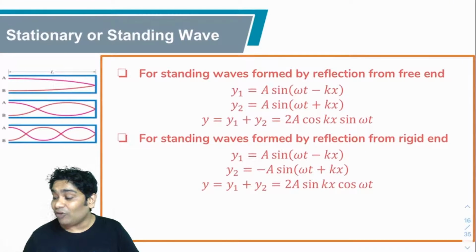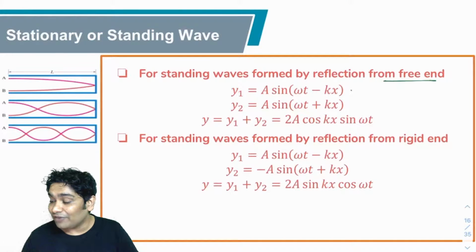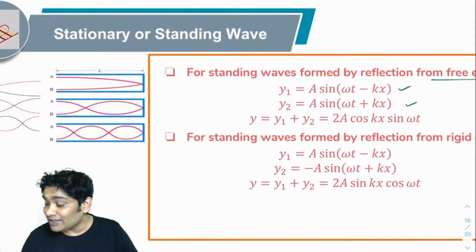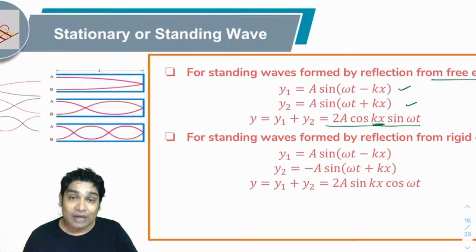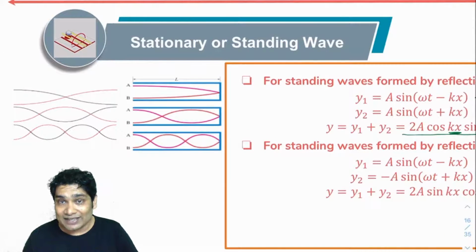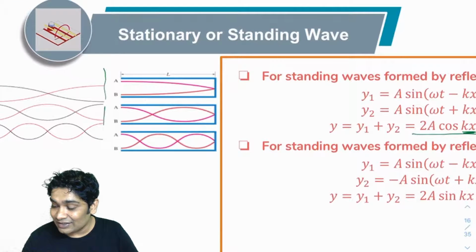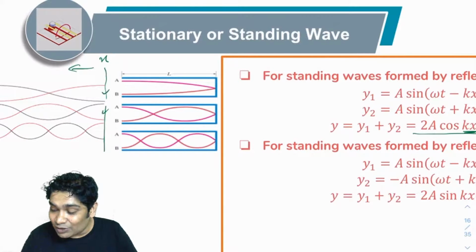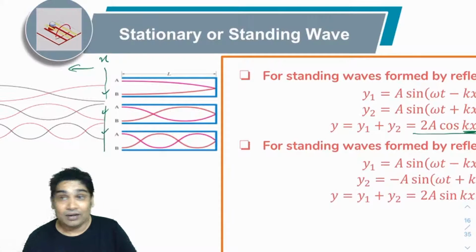So for standing waves formed by reflection from a free end, if one wave has this equation, the other wave has this equation, and you will see that the resultant wave has this. So here at x equals 0, your amplitude would be 2a. Let's imagine that this is your x-axis in this direction. At x equals 0, you will have antinodes here, because of this equation.